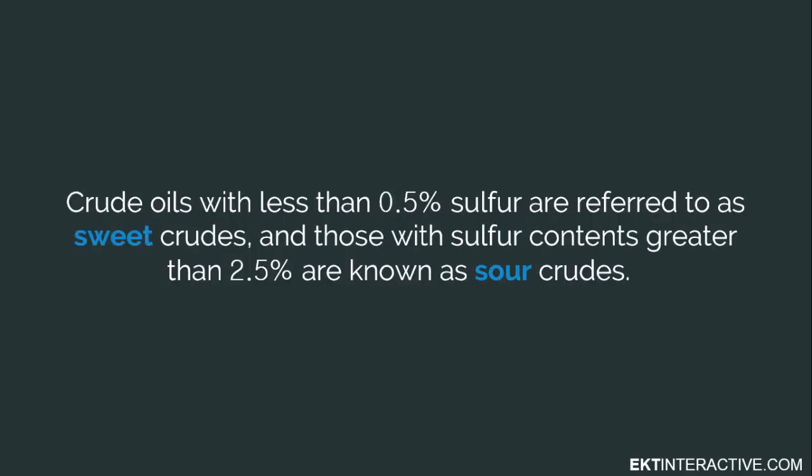Crudes with low sulfur content, or less than 0.5%, are referred to as sweet crudes, and those with sulfur contents greater than 2.5% are known as sour crudes. And crudes with sulfur content in between these values are considered intermediate.